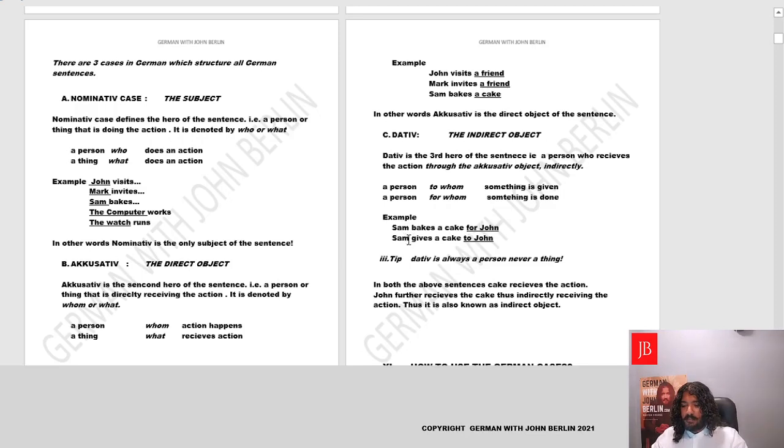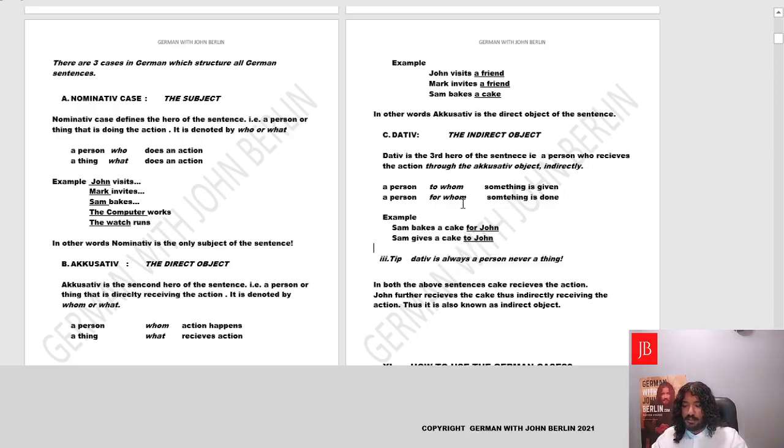Moving forward, Sam gives a cake to John. Again, to whom does Sam give a cake? To John. So to John is again dative. How it could be understood? Sam gives a cake. So what does Sam give? A cake. A cake is receiving the direct action and the cake is being given to John. So John is receiving indirect action and that's why John is basically dative.